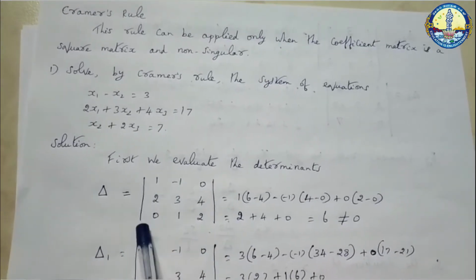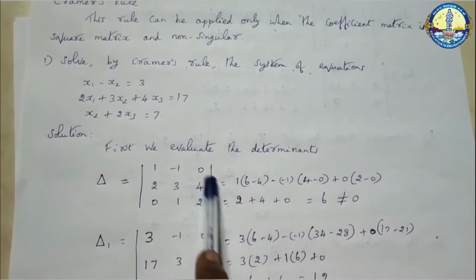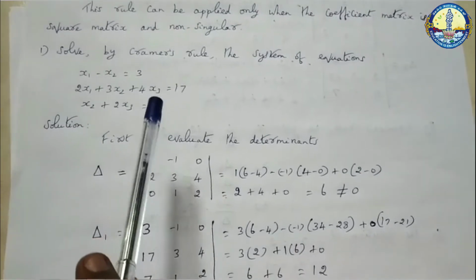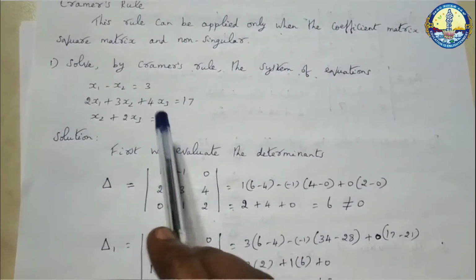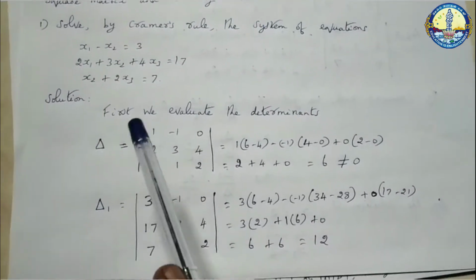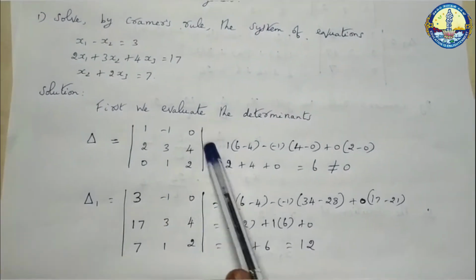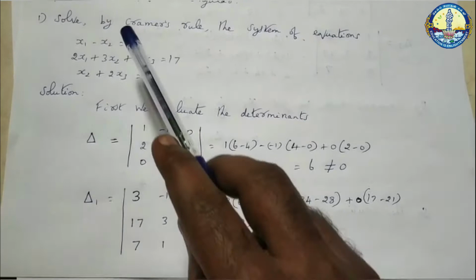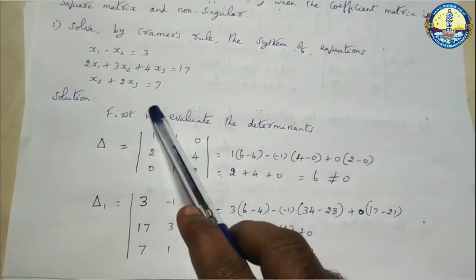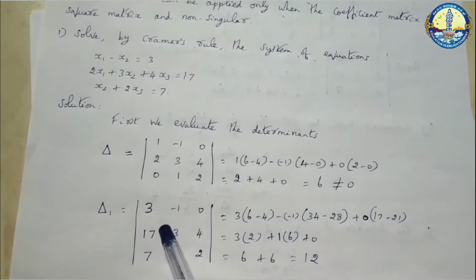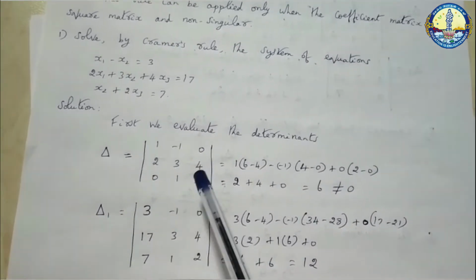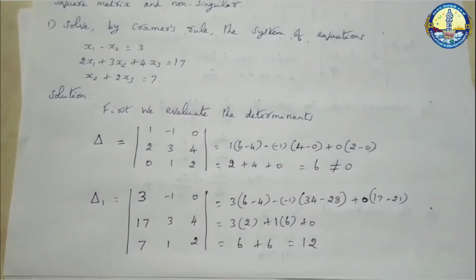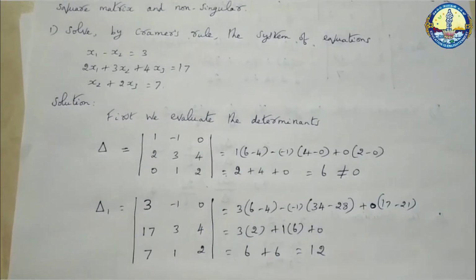So this is the given system. We have to find the determinant. This is the right-hand side of the equations: 3, 17, 7. So first we have to find the determinant of this, and next del 1 means we have to replace the first column with 3, 17, 7, and del 2 means we replace the second column. Del 3 means we replace the third column. So like this we have to find the 4 determinant values.